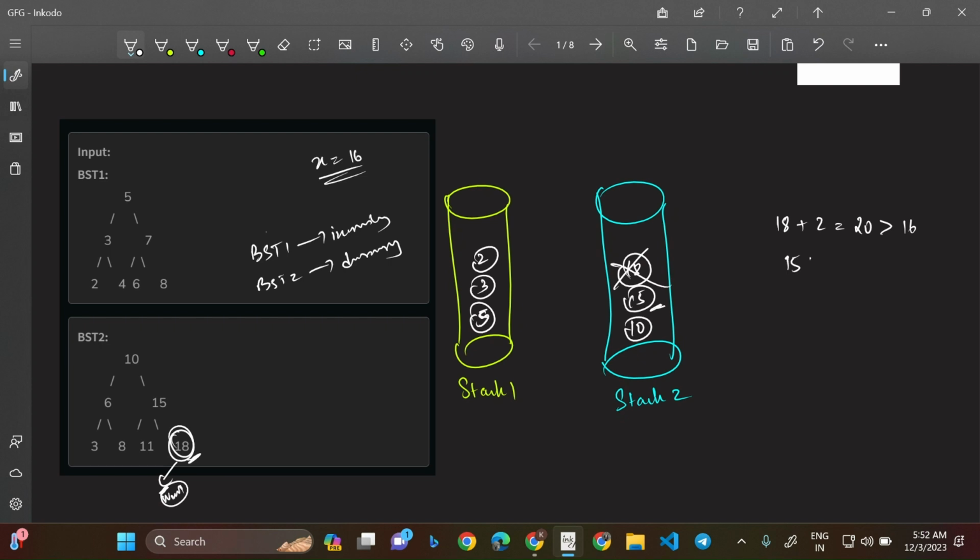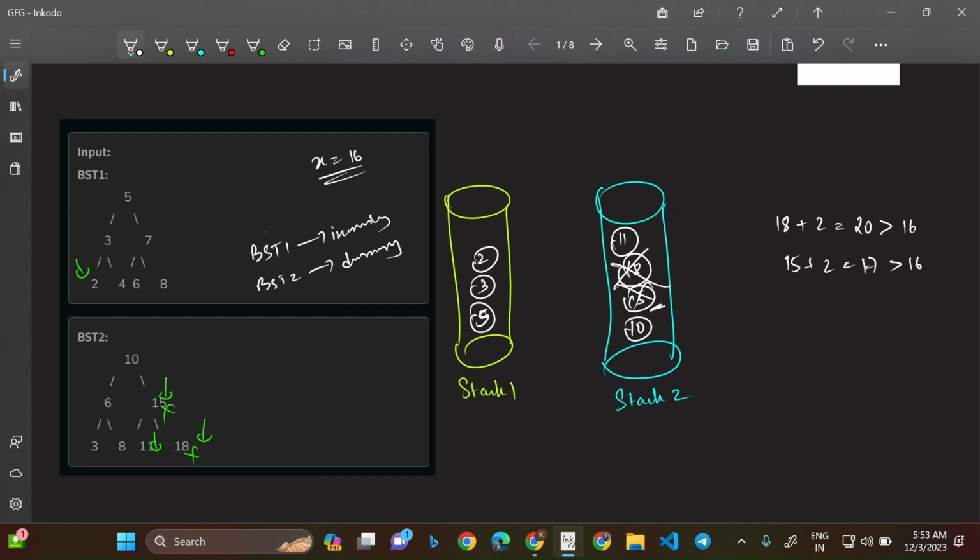So 15 plus 2, that is actually equal to 17, and that's again greater than 16. So initially you are on this position, and you are on this position. So this is done. 18 is done. Now you have come here. Again you are seeing that the sum turned out to be greater than 16. So now you'll be checking to the left of 15. Do you have anything to the left of 15? Yes, I have 11. So okay, let me go there. I'll just pop this out and add 11 to my stack.